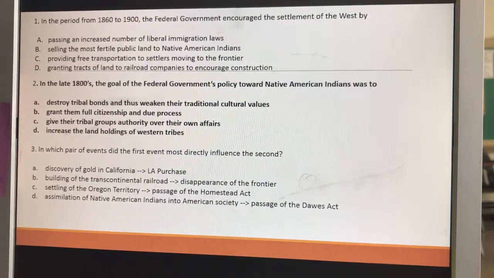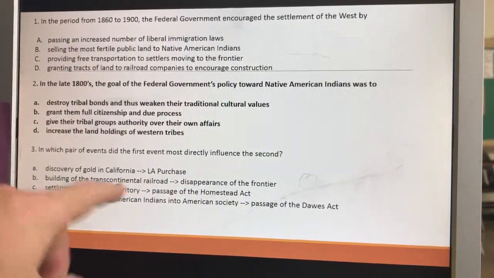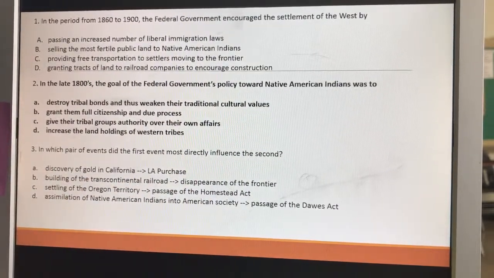It connected the East and the West. It more than doubled the size of America as far as towns and cities go. And people finally had a way to travel safely from the east side of America to the west. Those are positive things, but again, negative things: the disappearance of the frontier, the disappearance of the buffalo, the disappearance of the Native American way of life.